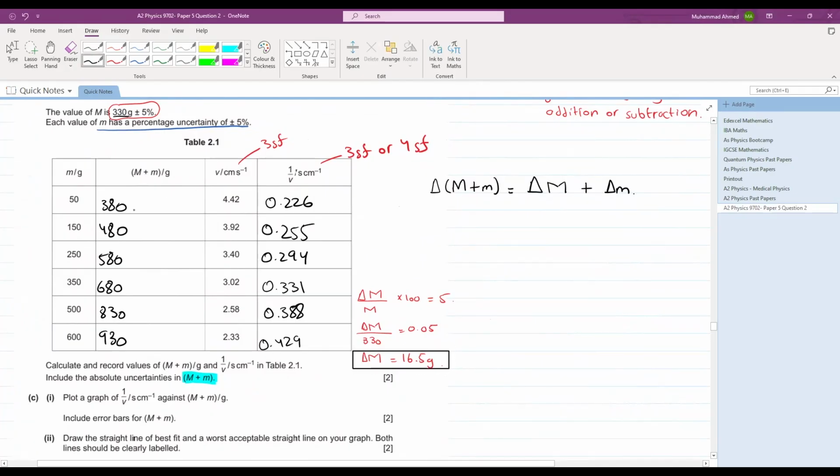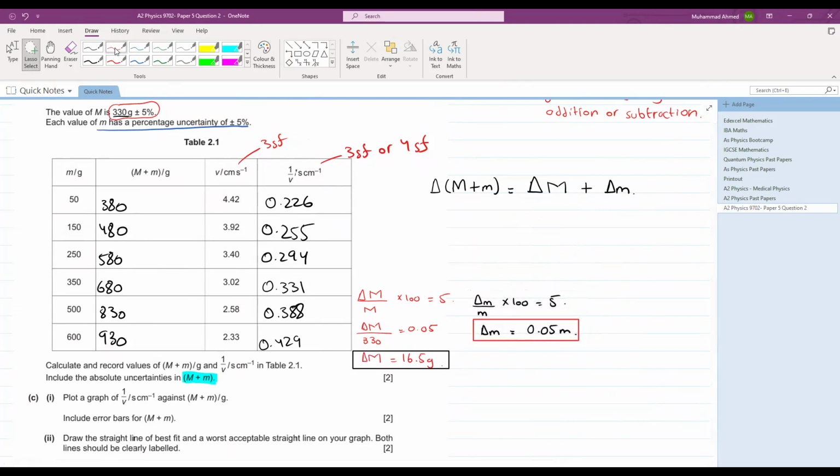Now for the first row, how will you calculate the absolute uncertainty in a small m? Very easy. Absolute uncertainty of a small m divided by m multiplied by 100 is equal to 5, because this is 5% percentage uncertainty. How can you rearrange this formula? Absolute uncertainty in a small m is equal to what? 0.05 into the mass, that is m. This is your general formula now. You will utilize this formula to calculate the absolute uncertainty in a small m for all the rows.